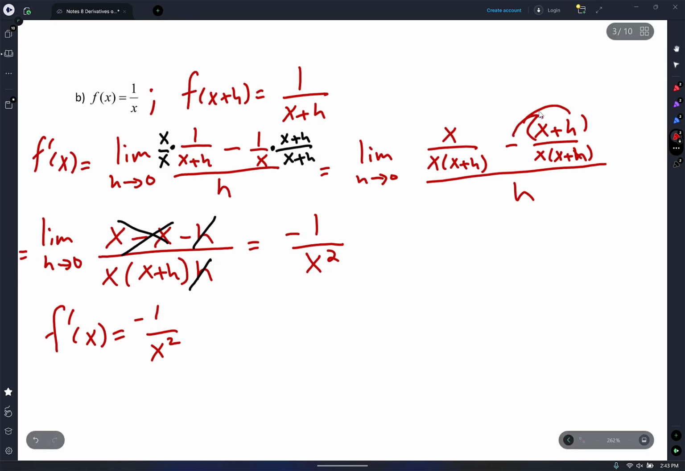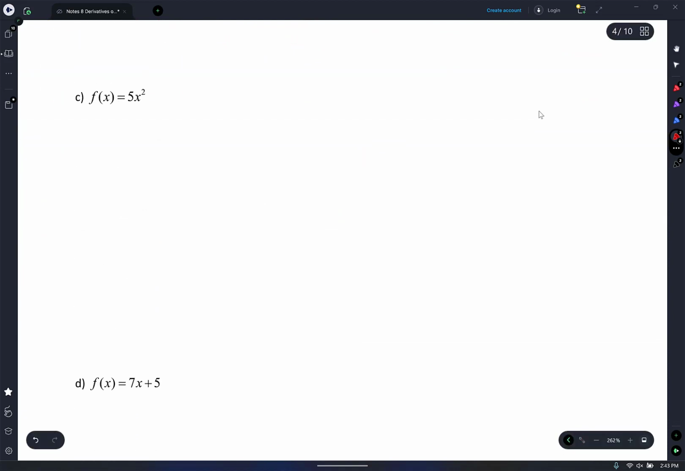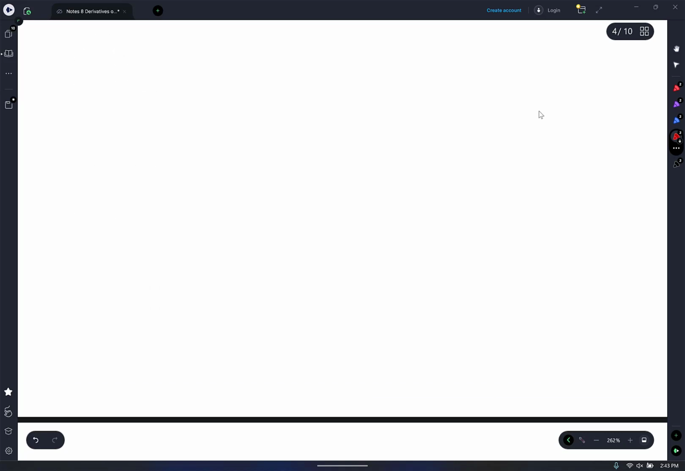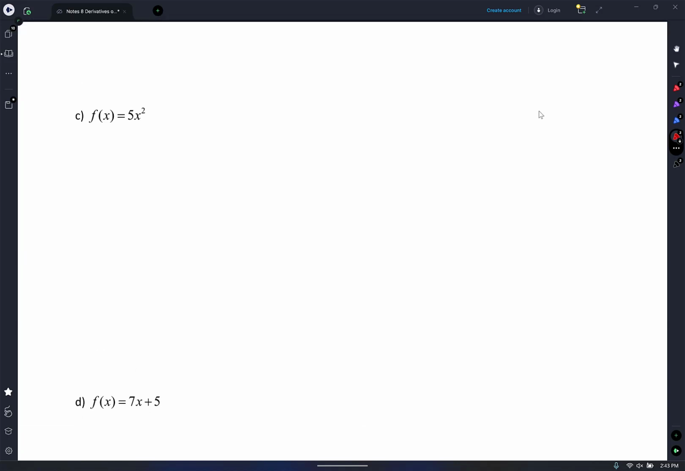All right. One more, well, actually two more, but we're on C and D. So we're going to stop after this example. We said 20 minutes, so I feel like we're getting close to that 20-minute mark. Maybe we passed it. All right, here we go. I'm going to find the derivative of 5x squared. You guys ready? Okay, good. I need f of x plus h.